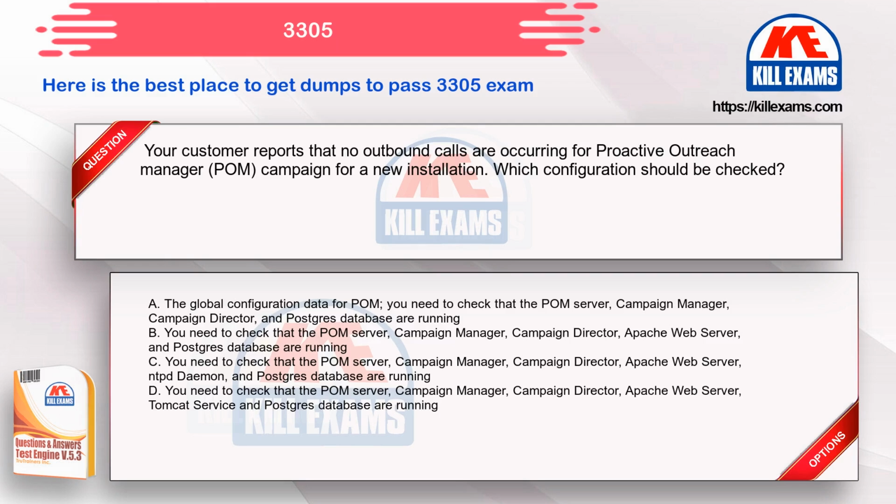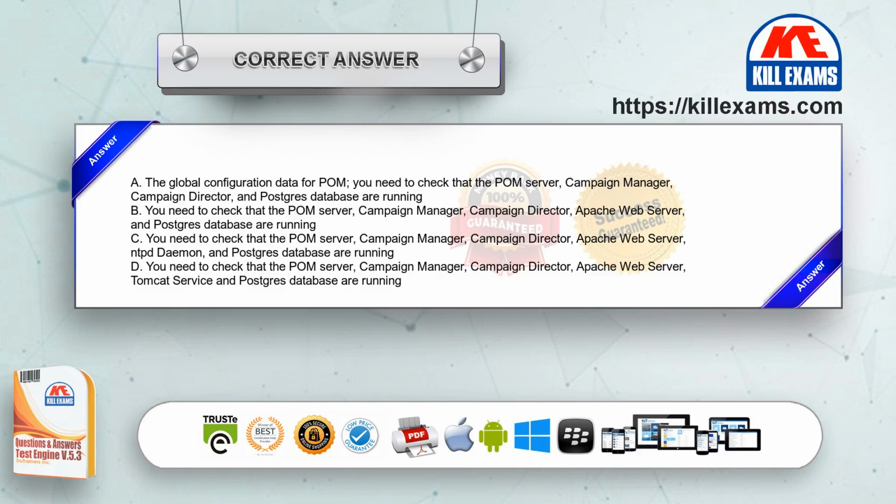Option B. You need to check that the POM server, Campaign Manager, Campaign Director, Apache Web Server, and Postgres database are running. Option C. You need to check that the POM server, Campaign Manager, Campaign Director, Apache Web Server, NTPD daemon, and Postgres database are running. Option D. You need to check that the POM server, Campaign Manager, Campaign Director, Apache Web Server, Tomcat service and Postgres database are running. The correct answer is option C.